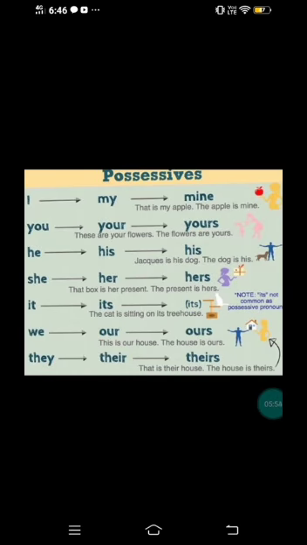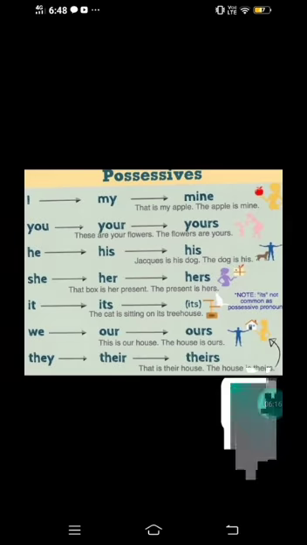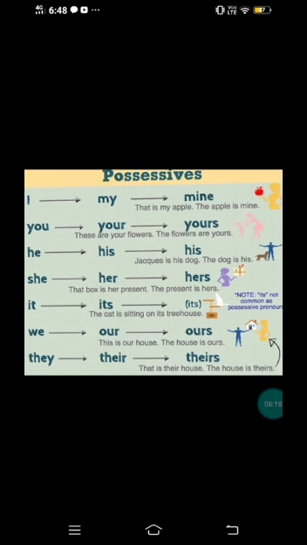You all know why we use pronouns? We use pronouns to replace the nouns, right? If you observe the two sentences, you can understand the difference clearly. That is my apple. These are your flowers. So here, that these are being replaced with the pronouns mine and yours. Next, third person, he.